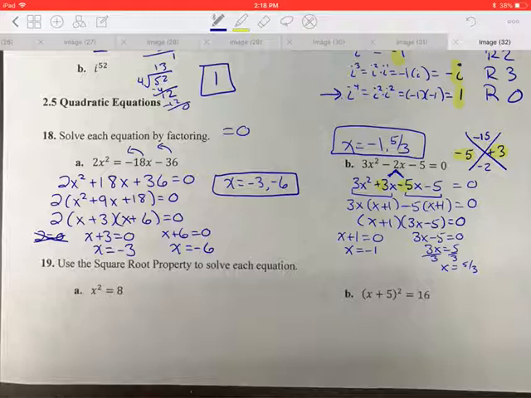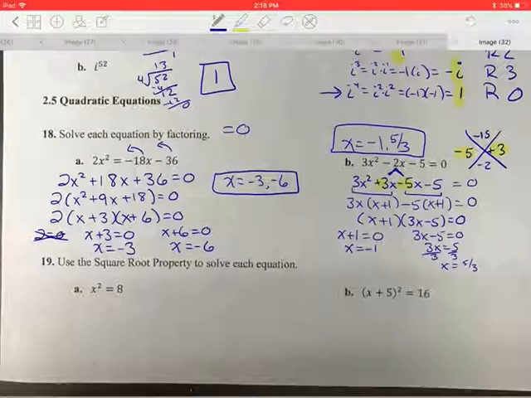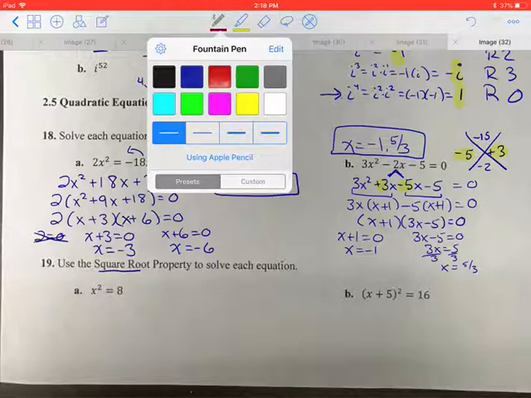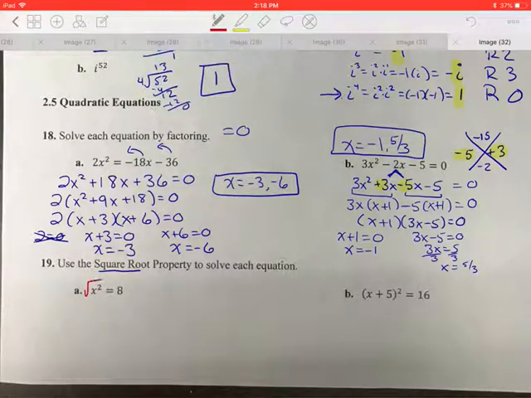All right, so let's look at square root property. Square root property is really nice when you're missing an x term. So in this case I have x squared equals 8. So what I do with square root property is I isolate the square, which is already done for me on a, and then I'm going to take the square root of both sides. Now remember, the square root symbol stands for the principal or positive square root. So we want to make sure we also get the other square root. So we want to include a plus and a minus.